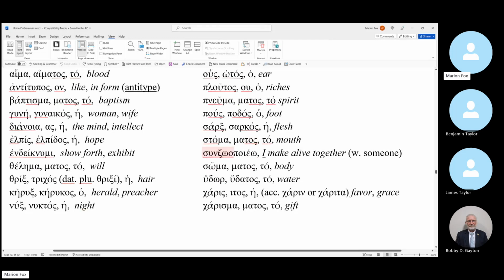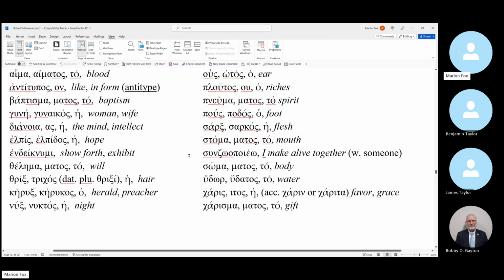Sunzōopoieō, that's a compound word. And let's break it up. It's three words. We have sun with zōo, and that's just a connecting vowel. Zōē is what it would be, life. Poieō, to make. To make alive together with someone. Right.